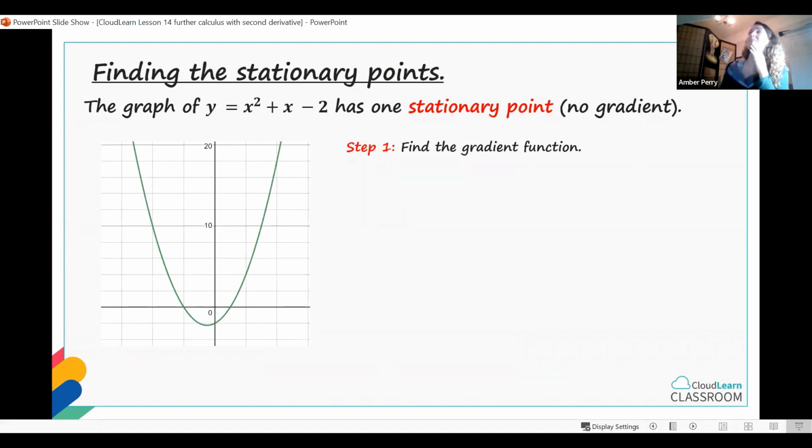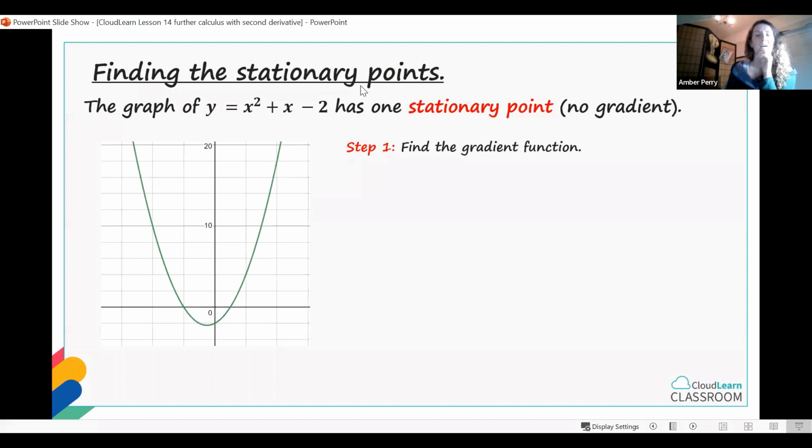Does anyone want to type into the chat for me what the gradient function of this graph is? Have a go for me. Fabulous. Brilliant. Well done, Tabitha. Correct. Anyone else want to have a go? I think everyone's seen it now anyway. Hopefully that's what everyone else got to. So that's really, really good.